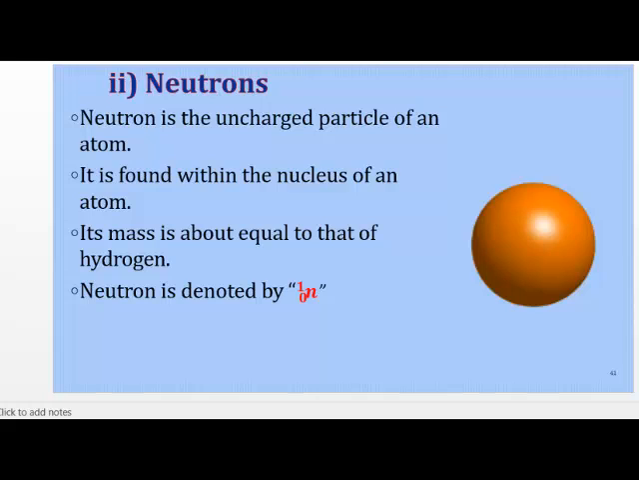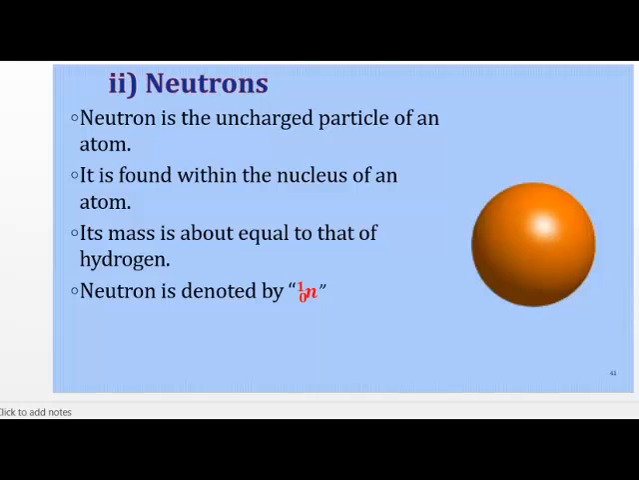Another subatomic particle is the neutron. The neutron is the uncharged particle. When I say uncharged, it has no charge. We can say it has 0 charge. It is found within the nucleus of an atom together with the proton. Its mass is equal to that of hydrogen as well, and it is denoted by the letter N, as you can see here, with the mass of 1 and the charge of 0.